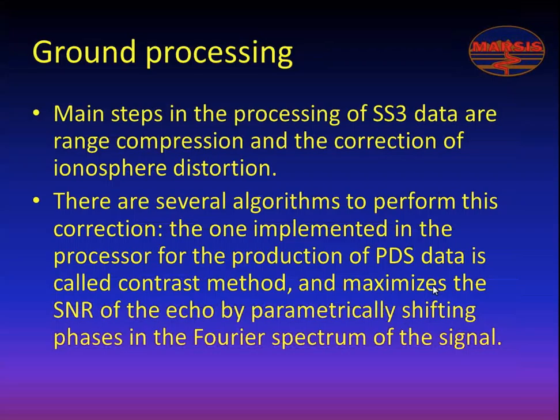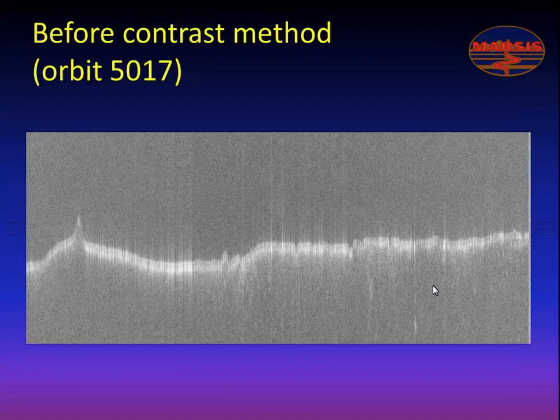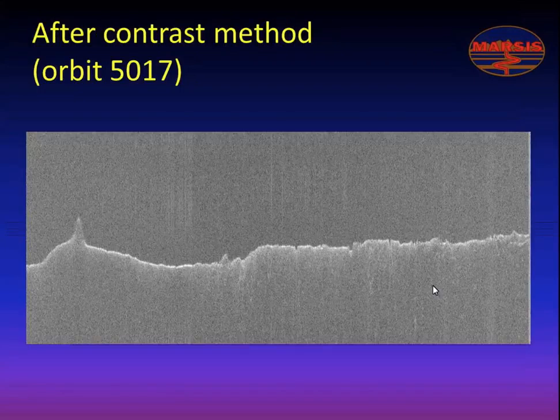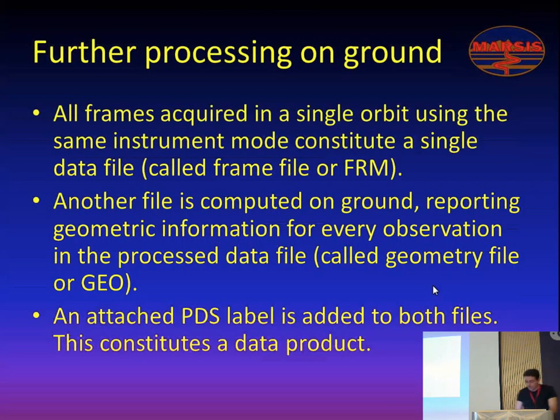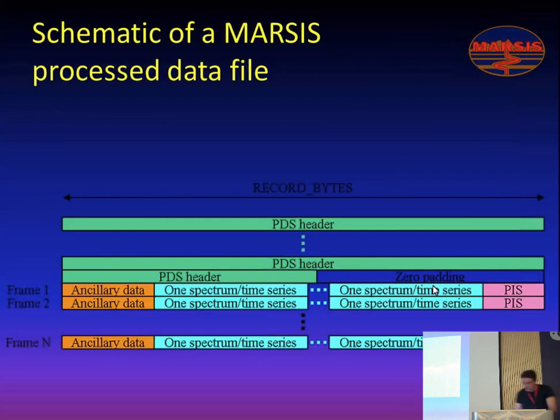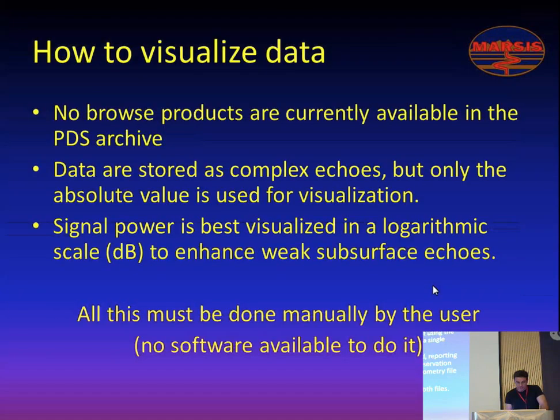In processing, the first thing is to recover the resolution by correlating the received signal with the transmitted waveform, but it's also necessary to correct ionospheric distortion. That's what the radargram of Mars looks like before ionospheric correction, which is not very reassuring, compared to what you get once you correct for the effect, which is much better, and shows something here. Further processing.